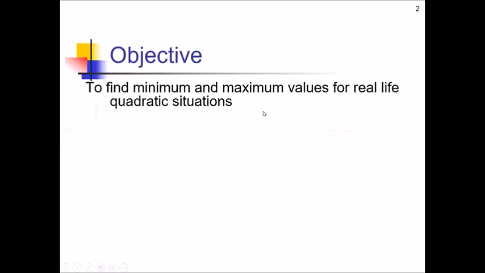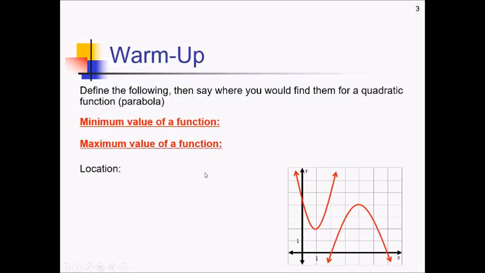Specifically for this one, we are going to be finding minimum and maximum values for real-life quadratic situations. As a quick warm-up, define the following two things, minimum and maximum value of a function, and then say where you would find these on a quadratic function, which is graphed as a parabola like in this graph here.